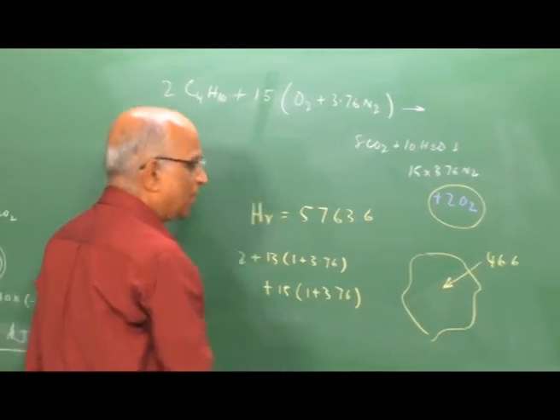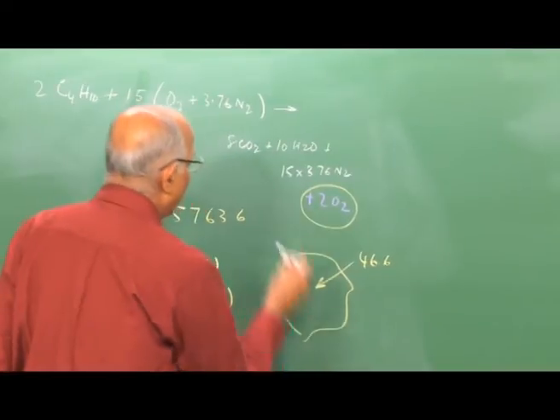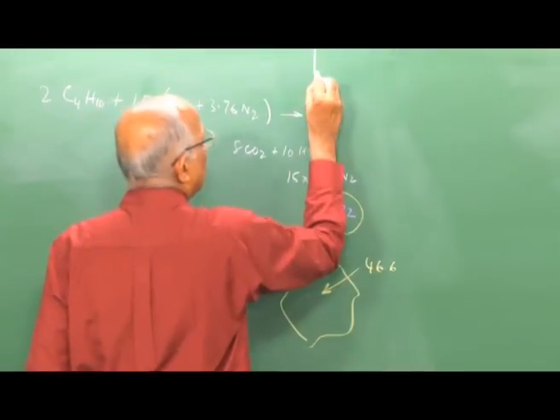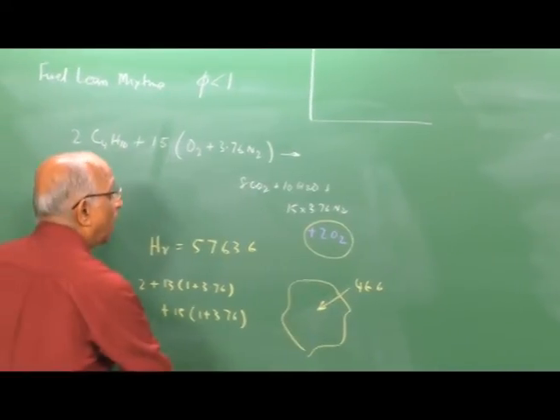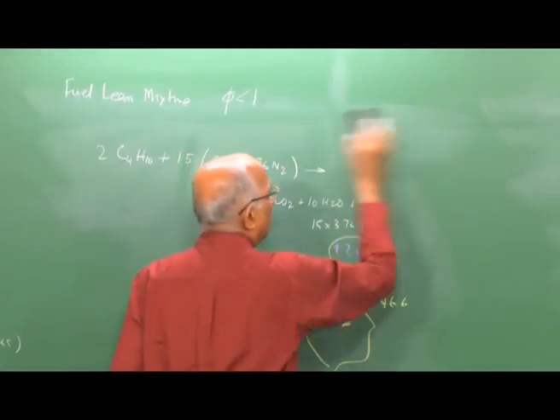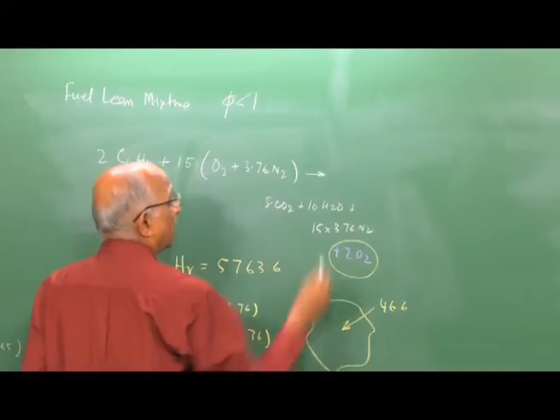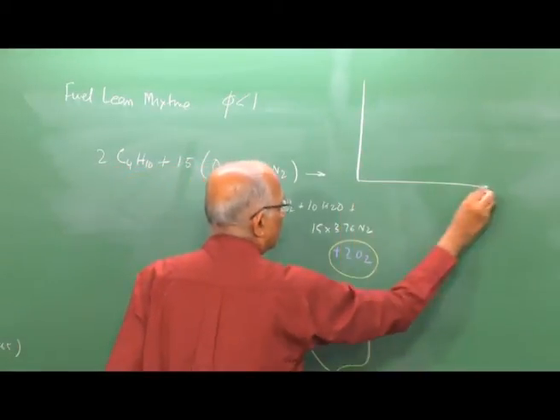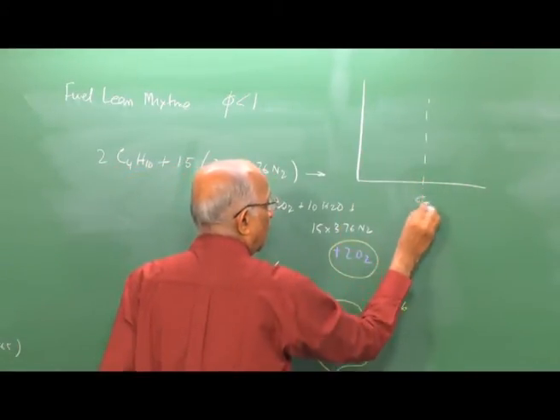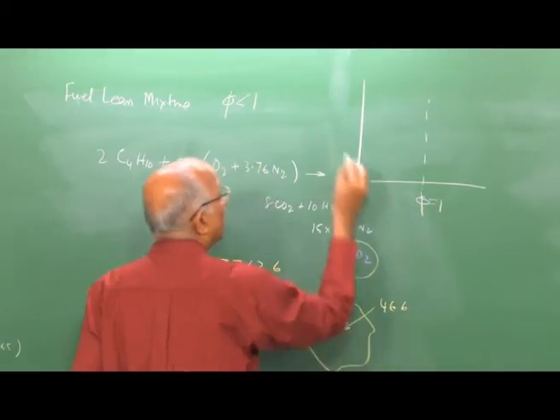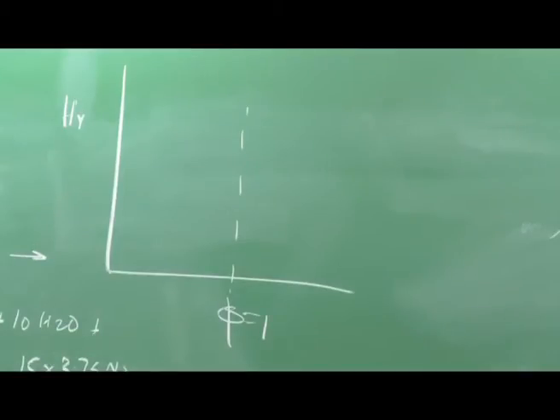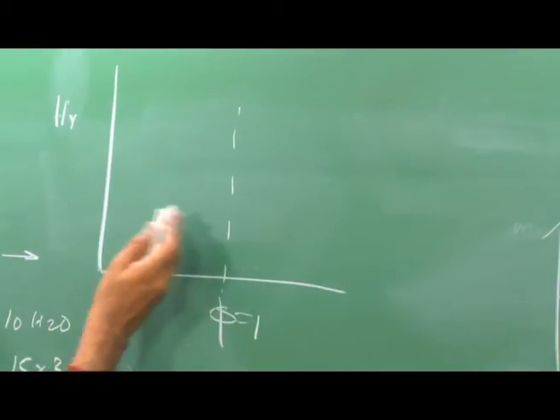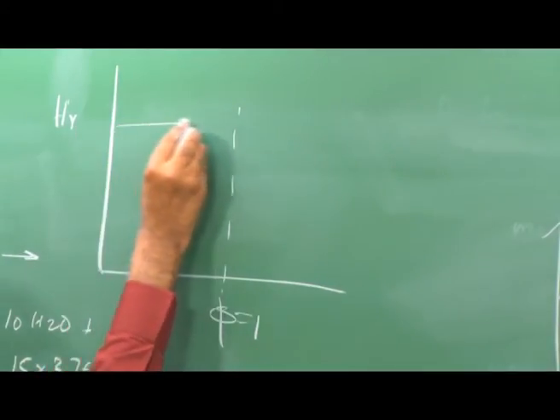Let us plot this graphically, which I just now told. I did not put the numbers down because putting the numbers will take some time. Let us put it down a little better, with more clarity. Here phi is equal to 1. This is the energy of the reaction. As long as you have fuel lean, that is air rich, the heat of reaction remains the same.